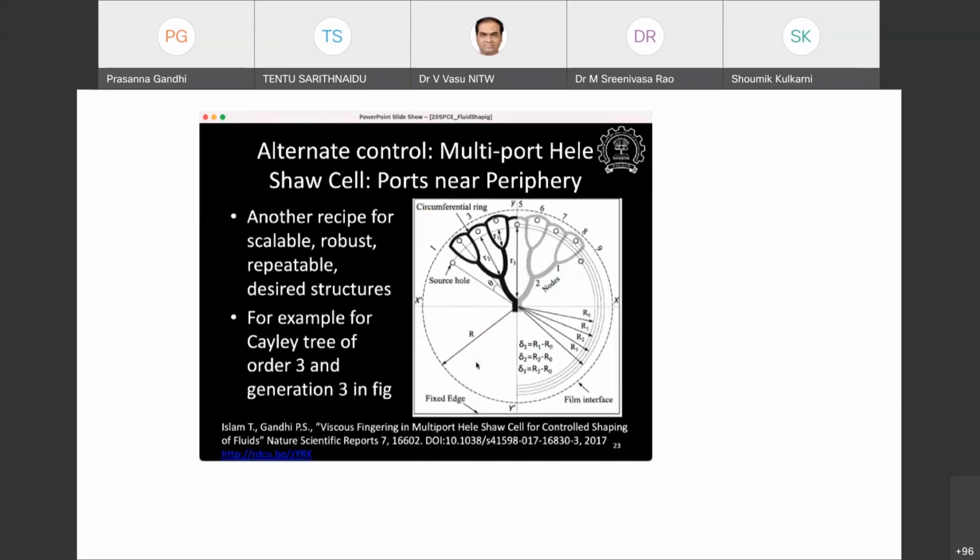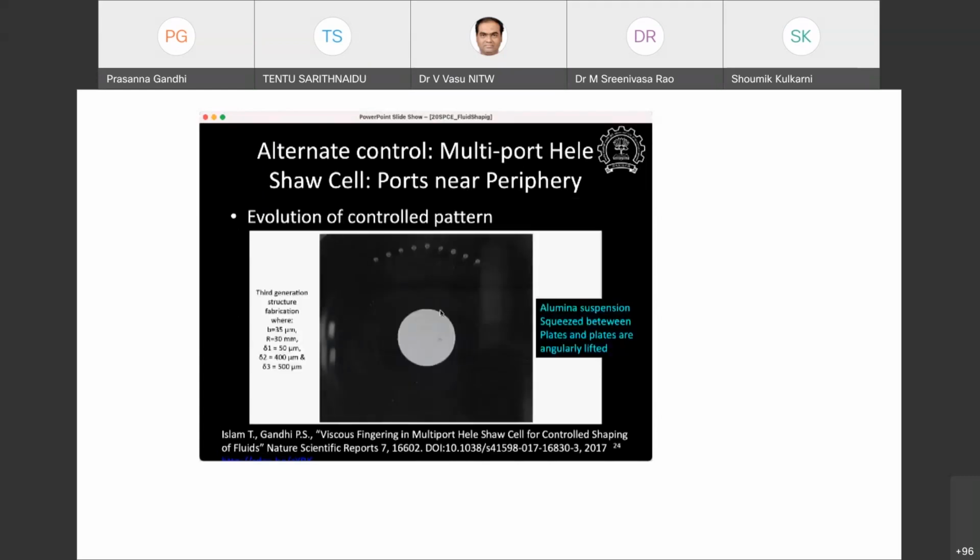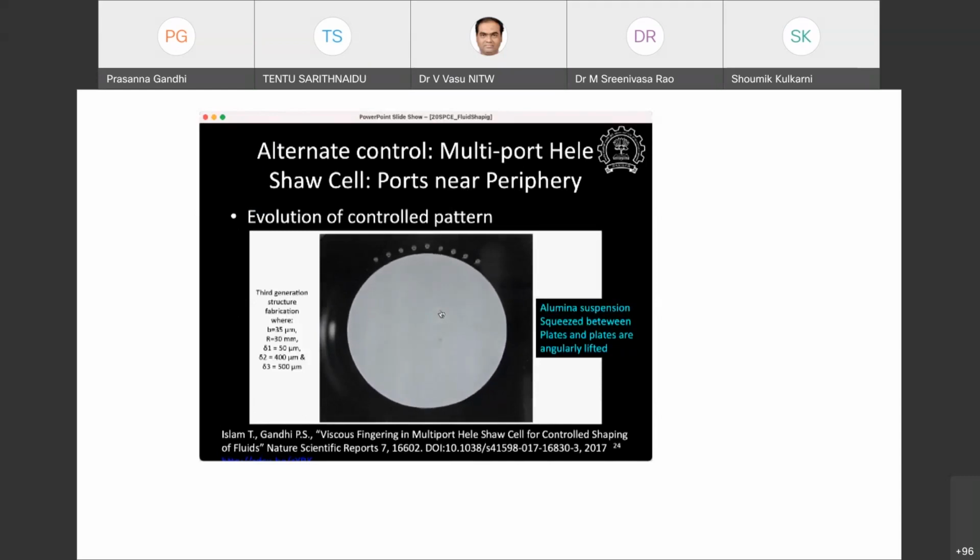There is some other variation where, instead of just scratches on the surface, we are actually putting holes on the surface at different radial locations with respect to the droplet that is put on the surface. Okay, and then we get different kinds of structures fabricated here.